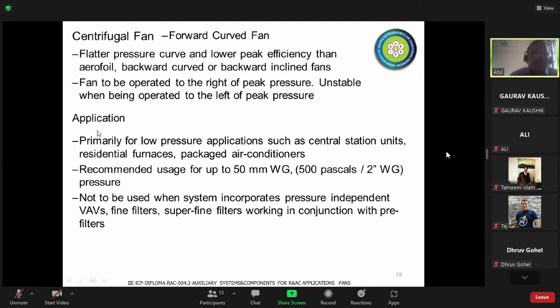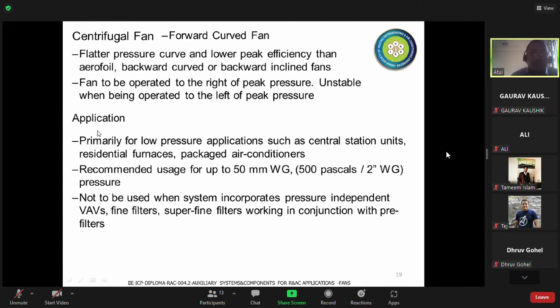Recommended use is for up to 50 mm water gauge. 1 millimeter of water column is equivalent to 10 pascals, so 50 mm of water gauge is equivalent to 500 pascals. A forward curve fan can be used up to 500 pascals, or roughly 50 mm of water gauge, which is 2 inches of water gauge. So 50 mm, or 2-inch water gauge, or 500 pascals, is the recommended use range for a forward curve fan.